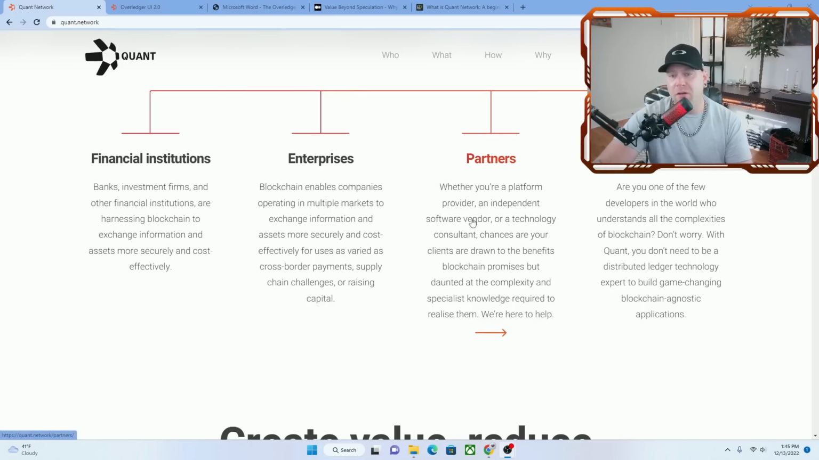And they also have the partners. Whether you're a platform provider, an independent software vendor, or a technology consultant, chances are your clients are drawn to the benefits blockchain promises, but daunted by the complexity and specialist knowledge required to realize them. And we're here to help. And that is a huge issue. Not everybody is going to know how to use blockchain.